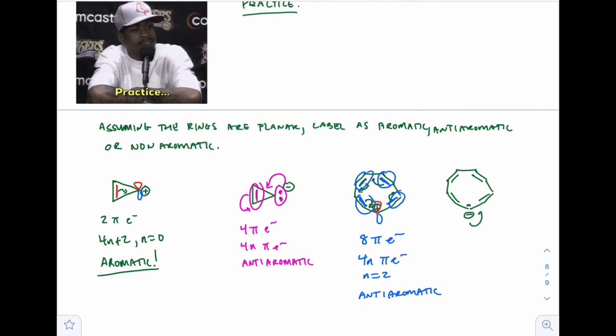Okay, so let's take a look at the next one. 2, 4, 6, 8, 10. It is definitely conjugated. Let's highlight those for you. 10 pi electrons, conjugated, planar, cyclic. So it's aromatic.